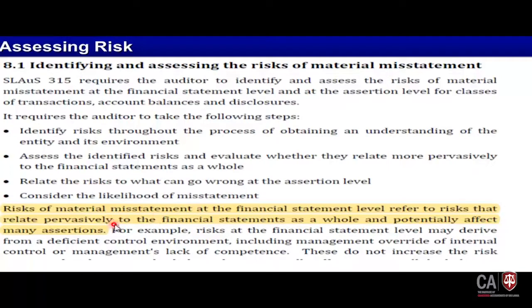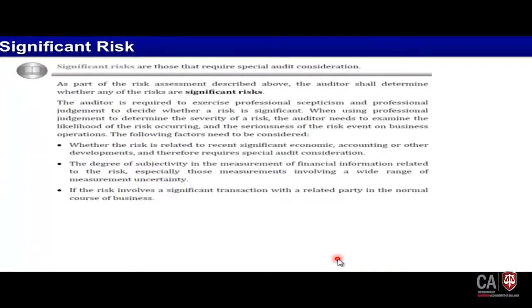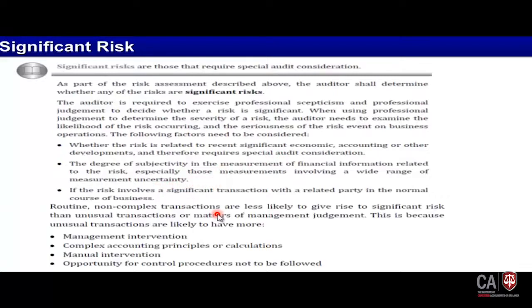Then this statement is very important: what is overall risk? Risk at financial statement level means risks that are pervasive and potentially affect many assertions, and I discussed all these examples. If the control environment is weak, especially management override of control and competence, this will increase the risk. And then we discussed significant risk in your study pack. Why is it significant? Because it requires special consideration. If it is a significant risk, it usually may connect to current economic crisis, or subjectivity like fair valuation, related party. But these two are very important that I explained to you, 2 characteristics of a significant risk.